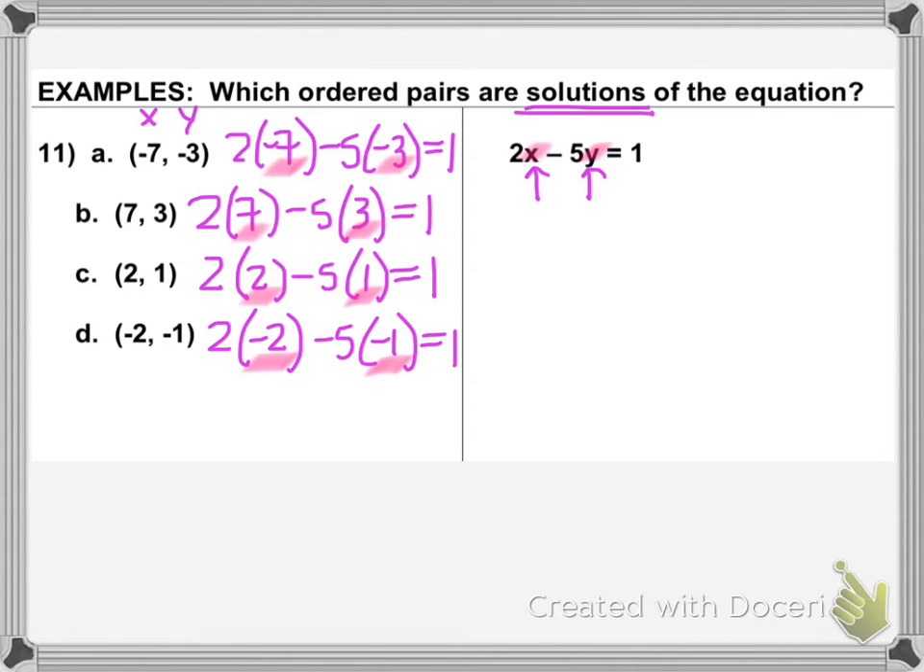So take a sec and try it. Okay, so the ones that worked were A and D. B and C were false or untrue. They did not make the left and right sides equal.